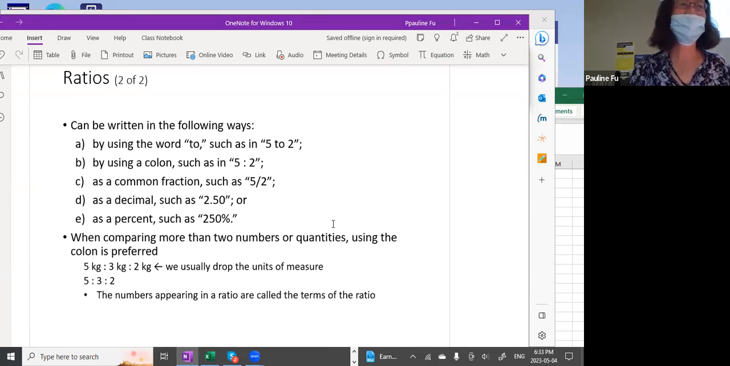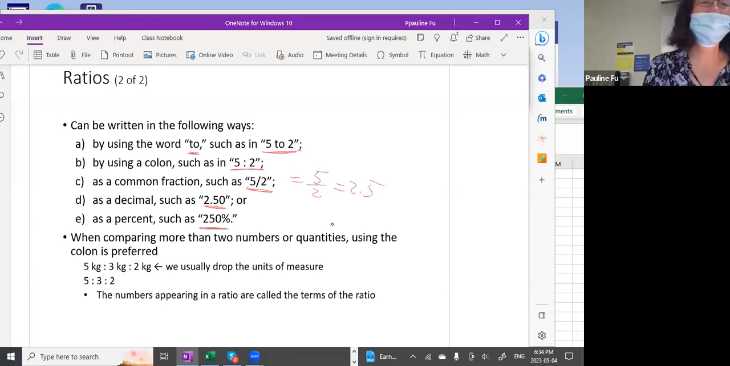How do we express or write the ratio? We use the word "to", for example, 5 to 2. Sometimes we use the colon, or as the fraction. 5 over 2, you can write down this, and it is just 2.5, so use decimal. 2.5 is the same as 250%. So those are different forms for ratios.